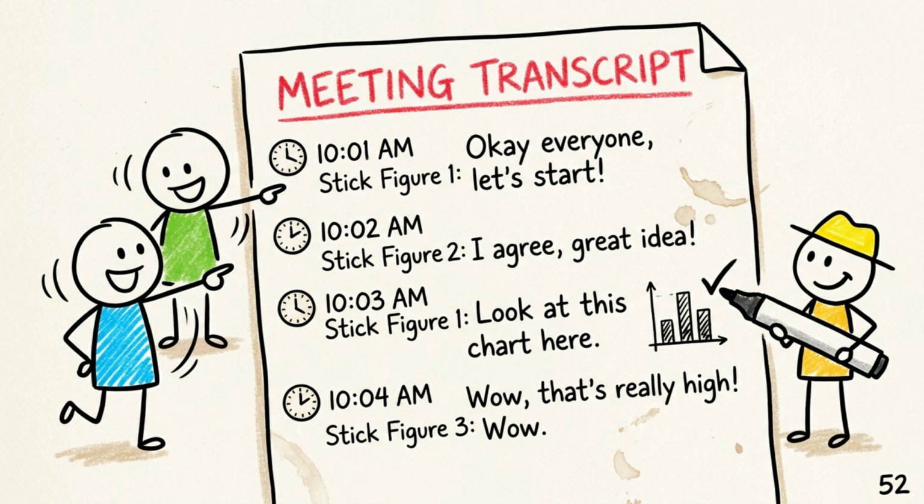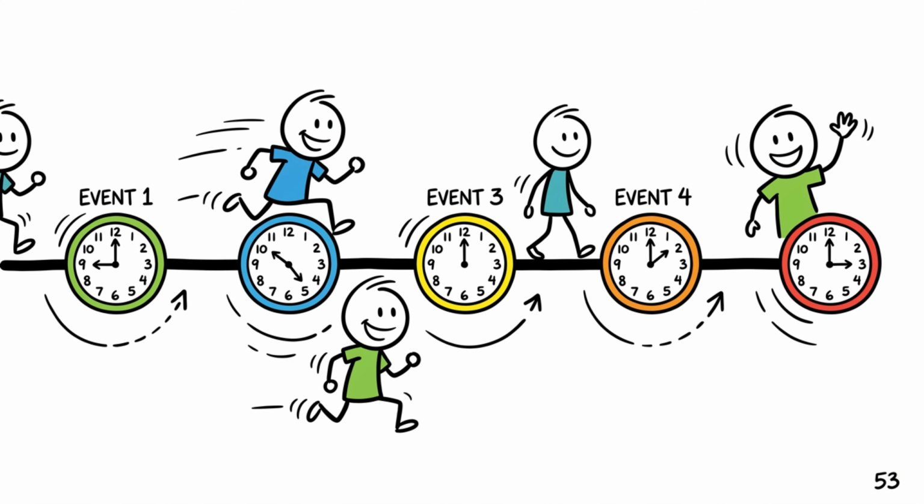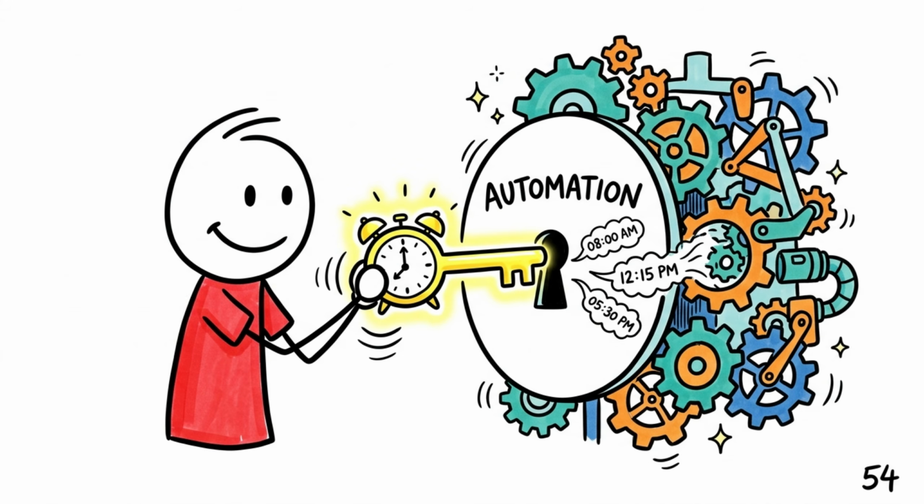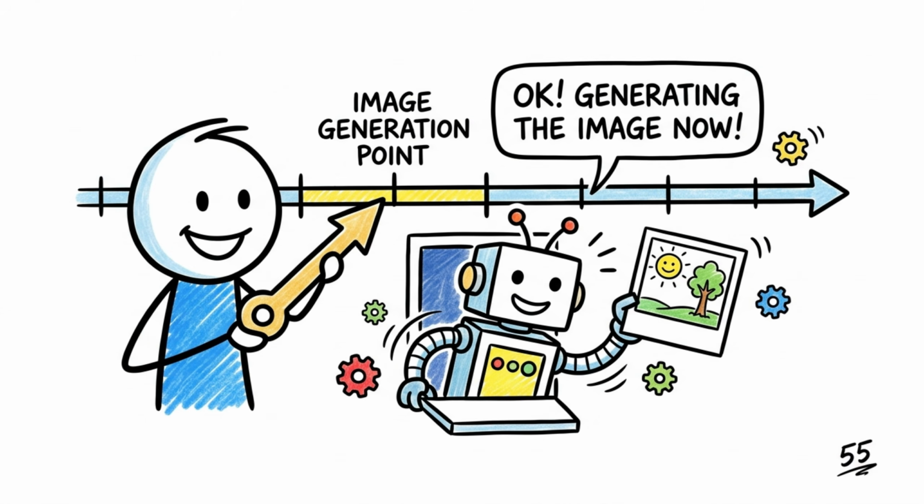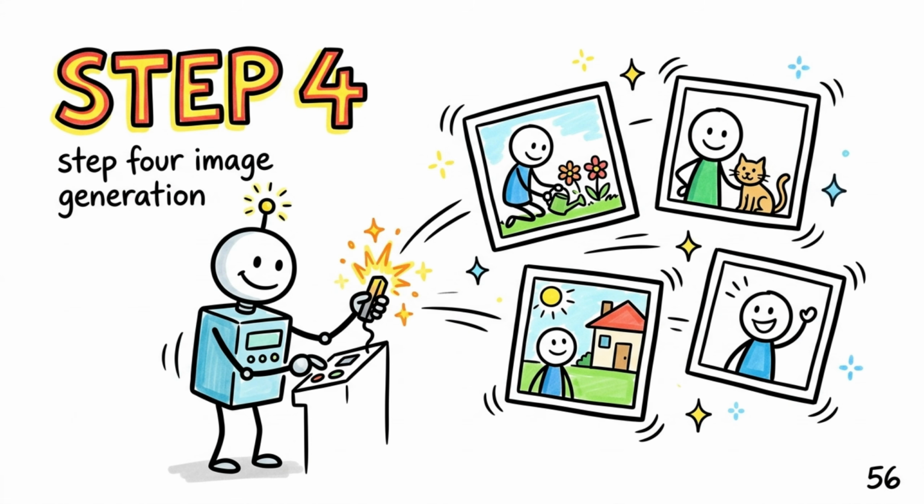When you transcribe a voiceover, you get the exact time each line is spoken. 0 seconds, 7 seconds, 15 seconds, and so on. Those timestamps are the secret that makes the whole thing automatic, because they tell the AI exactly when to generate each image.